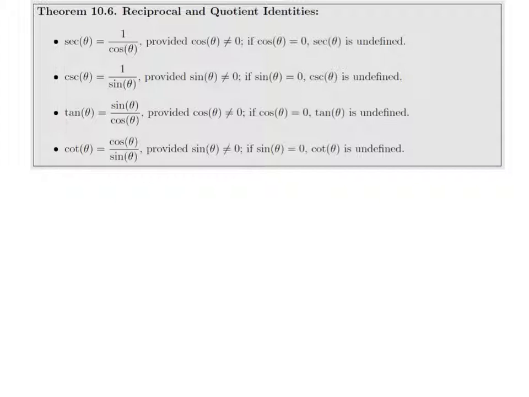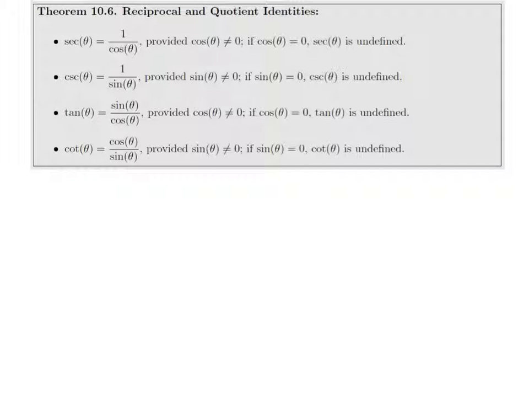Now, with the reciprocal and quotient identities, we see the relationship between, for example, secant is 1 over cosine. Again, provided cosine is not equal to 0. And if cosine equals 0, secant is undefined. And we will have some problems with the domain because of this. Cosecant is 1 over sine, provided sine is not equal to 0. Tangent is sine over cosine. And cotangent is cosine over sine. So these are the reciprocal identities. We see secant is 1 over cosine, and cosecant is 1 over sine.